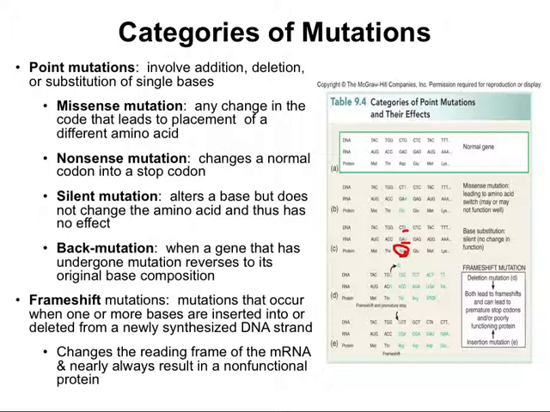Occasionally, we'll see that a mutation occurs, and then that same base is mutated back to its original state. This is called a back mutation. So the gene has undergone a mutation that reverses its original base composition.